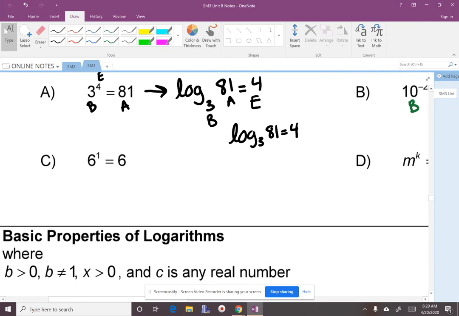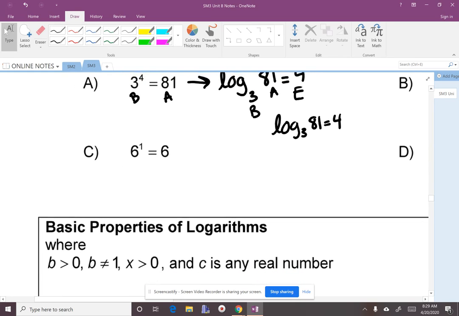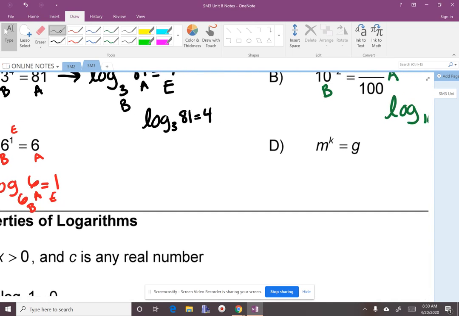The next one, C, says it has no log in it, so I need to put a log in it. So 6 is a base, 1 is my exponent, 6 is my answer. So log base 6 of 6 equals 1. Base, answer, exponent. Logs are bay. Okay, and then the last one we have, we go through base, exponent, answer, log base m of g equals k. There's my base, answer, exponent. Okay.